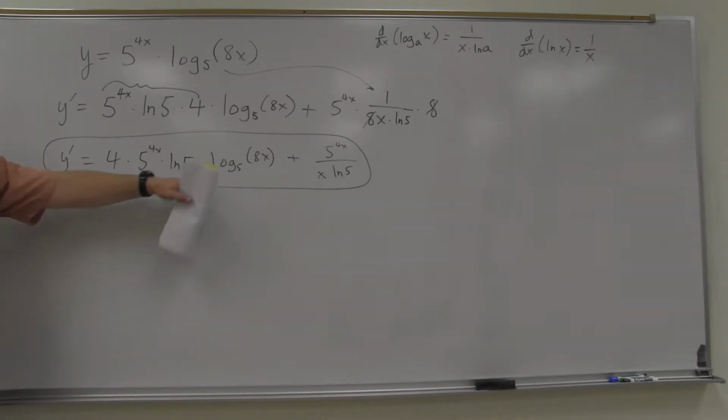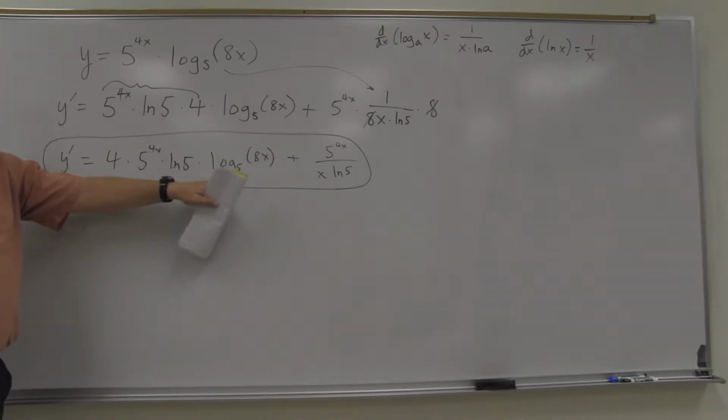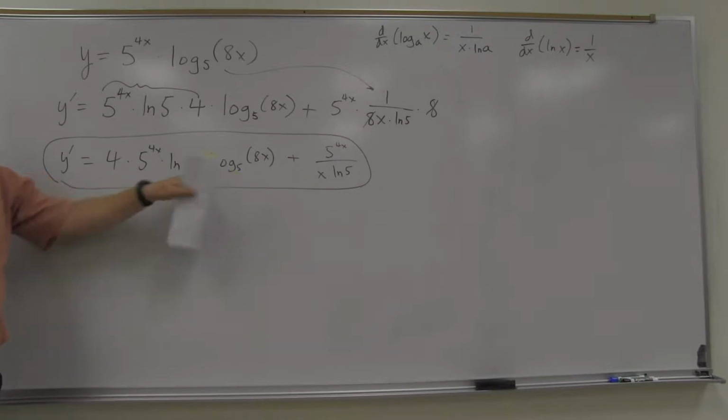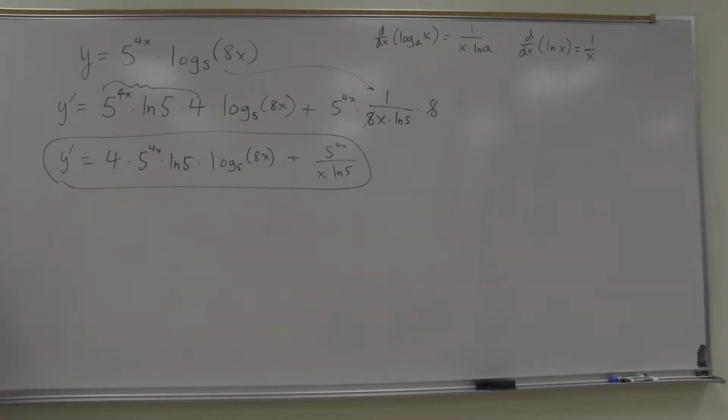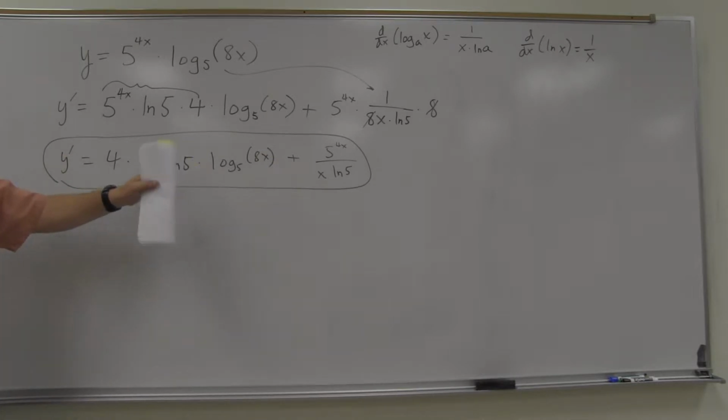I was thinking about that. Actually, if I use the change of base theorem, that would clean it up a little more. See what I'm saying? Because it'd be ln of 8x over ln of 5. Is that acceptable, though? That would be acceptable, yeah. That'd be acceptable, but you can always look for other things, probably.